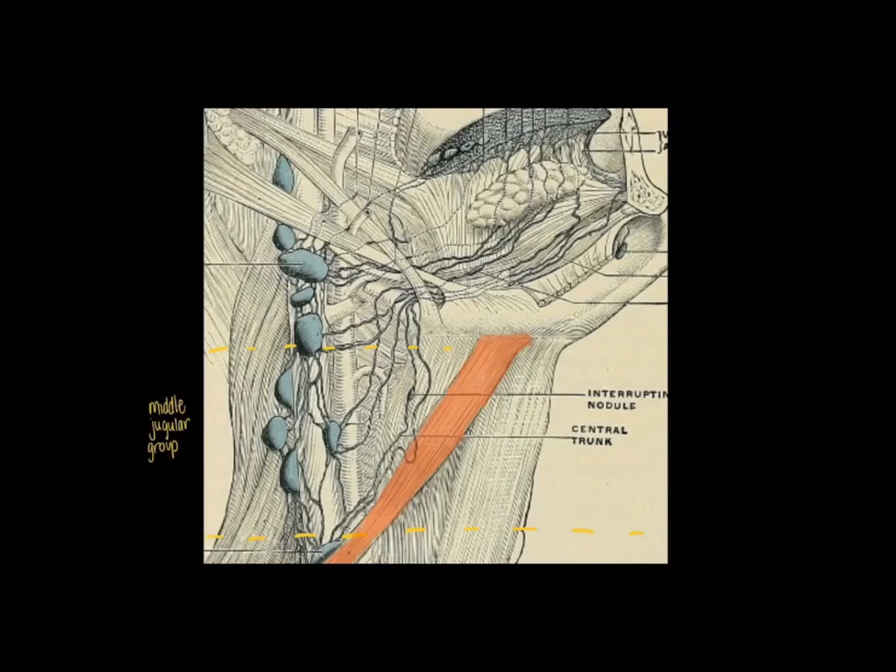So here, that's where these lymph nodes are. So again, here I've highlighted that omohyoid, and you can see that these would be that middle jugular group right there, right along that internal jugular vein.